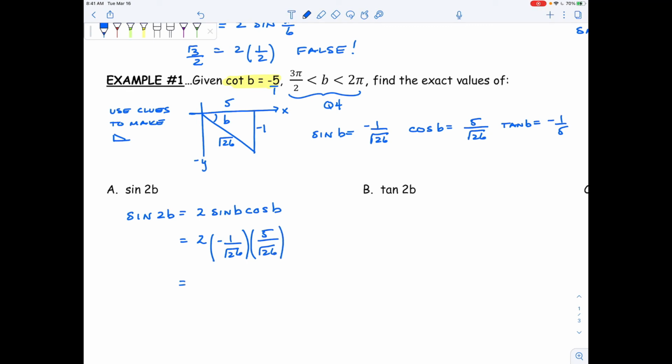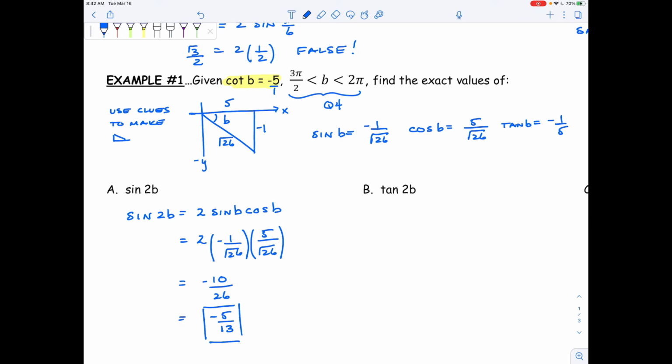And when you simplify that, you can see actually that it's probably a good strategy to just wait before you rationalize, because when you multiply across in the numerators, 2 times -1 times 5, that gives you -10. And in the denominators, square root of 26 times square root of 26 just gives you 26. And that all ultimately reduces to -5/13. Always simplify to lowest terms. If you do end up at the end with a radical in the denominator, then you would rationalize it.